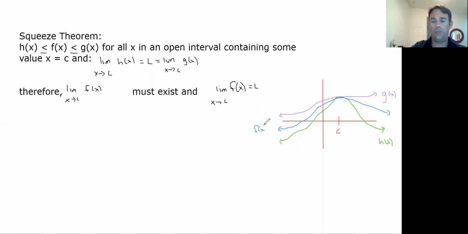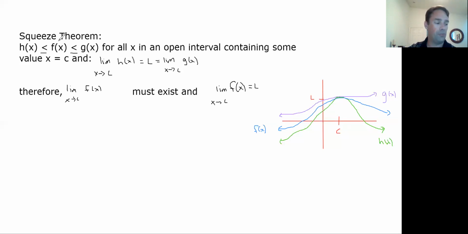So what this is basically saying is that if I can evaluate the top function, the limit when x is c, and I can evaluate the bottom function when x equals c, and they both equal this L value, that means that middle one, whether I can evaluate it or not, also has to be equal to the same thing at that value, x equals c.